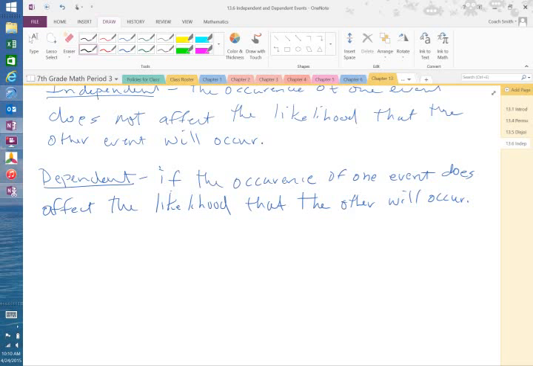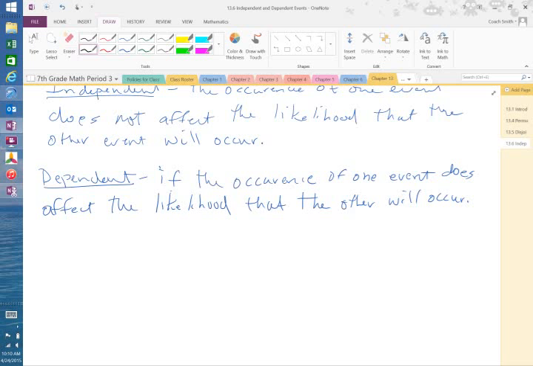Another one that's very simple to understand. In the summer in Texas, it's either going to rain or it's not going to rain. Those are two events that are going to happen. We call those complementary events, like we've already talked about.